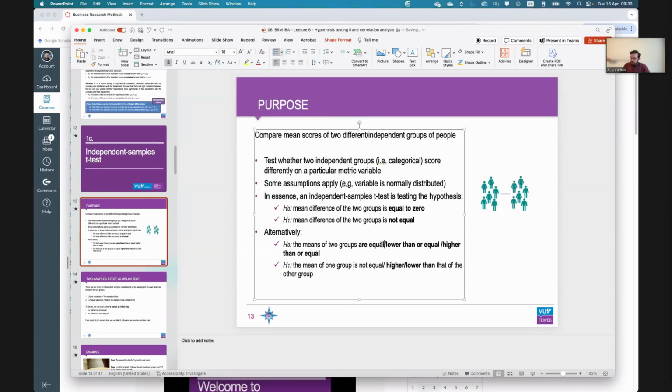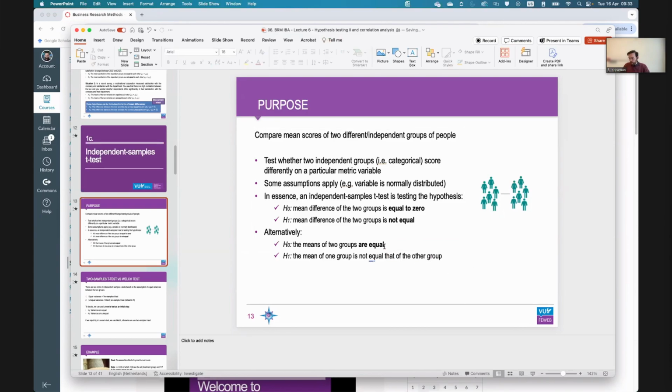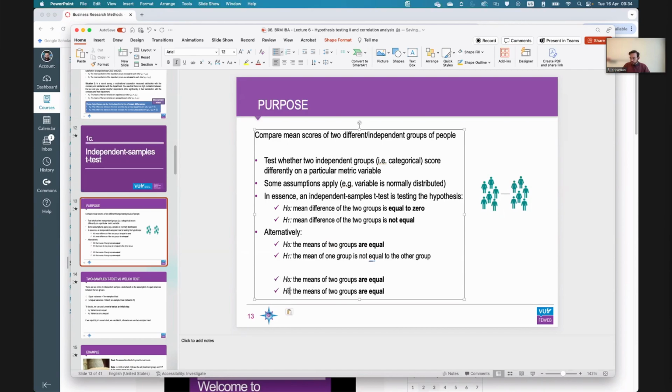So this is just the two-sided version. And then you can also have one-sided versions of this, which would be, for instance, that the mean of group one is higher than or equal to the mean of group two, which is now a one-sided null hypothesis.